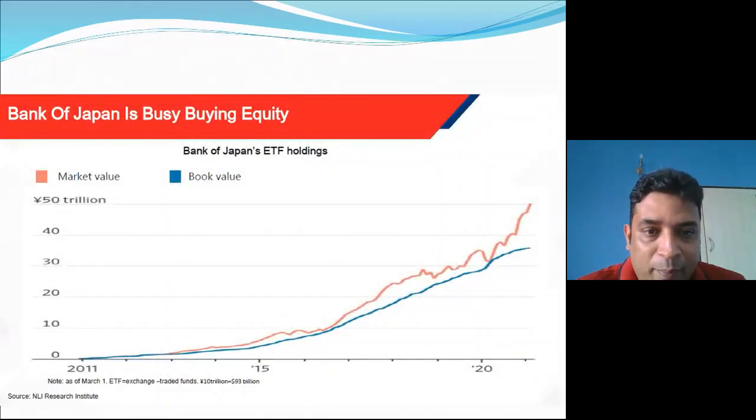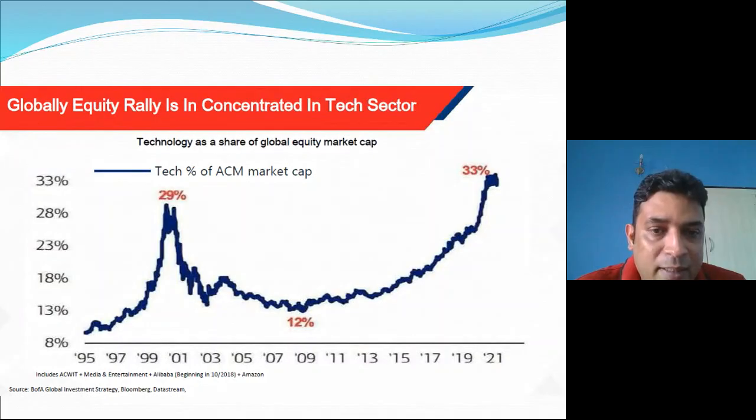As you can see, Japan has been buying hugely in equity. Japan's interest rate is negative. You all know about that. And the Bank of Japan has been busy buying equity humongously for the last couple of 10 years. And precisely in the last couple of years, even today also, we have seen the major rally in the equity market globally has been in the technology sector.